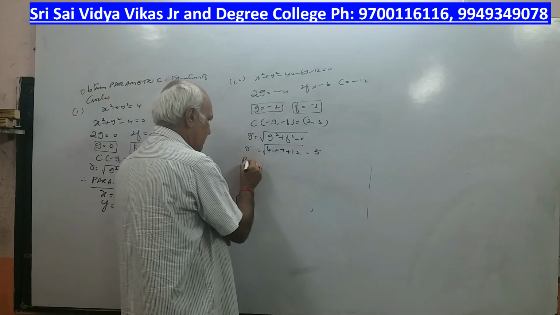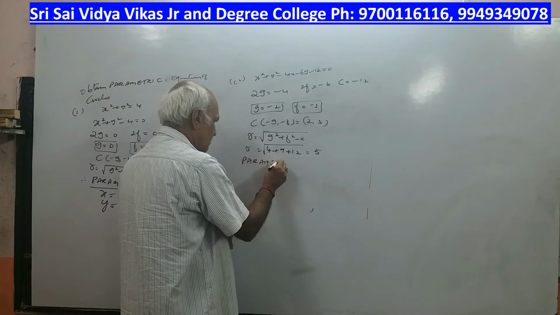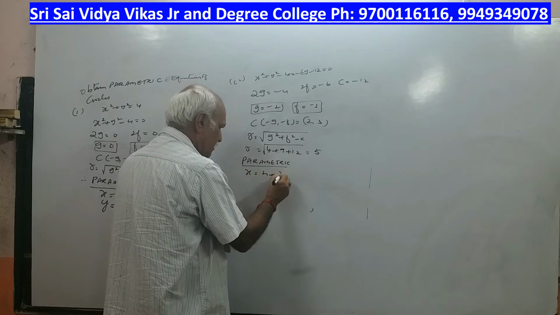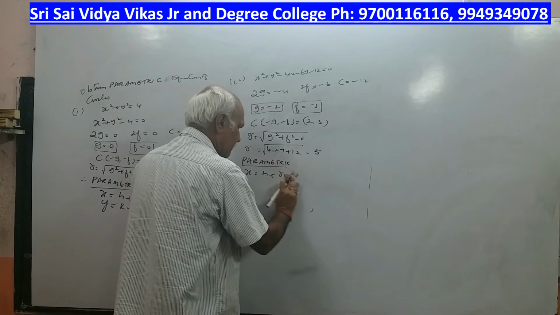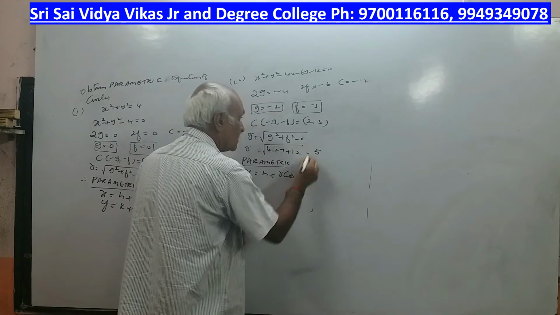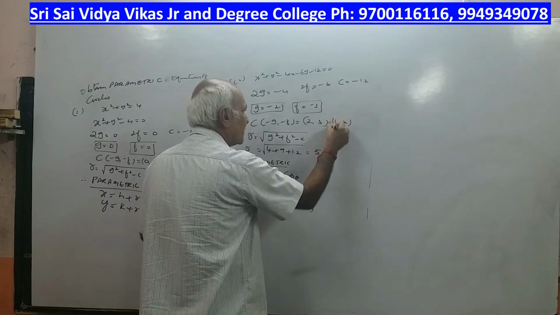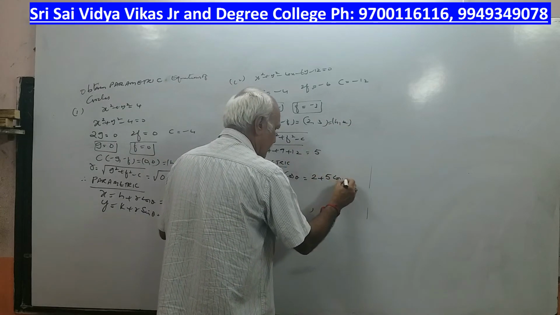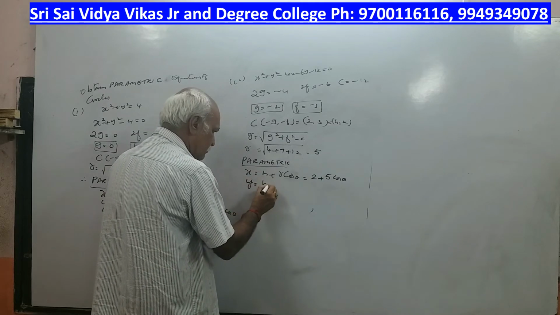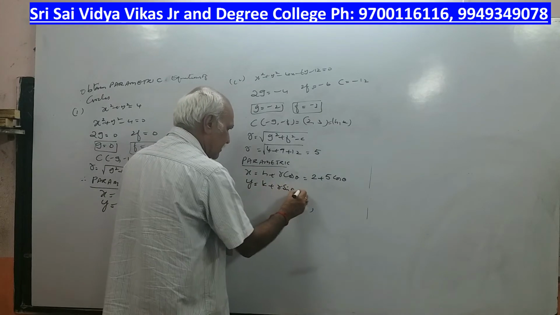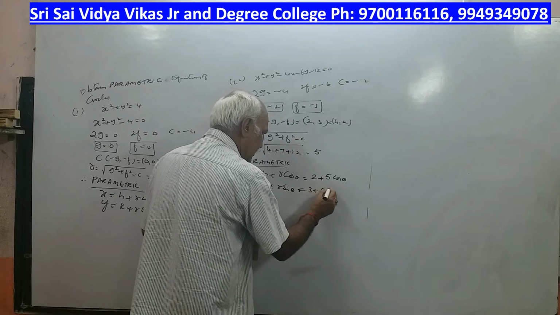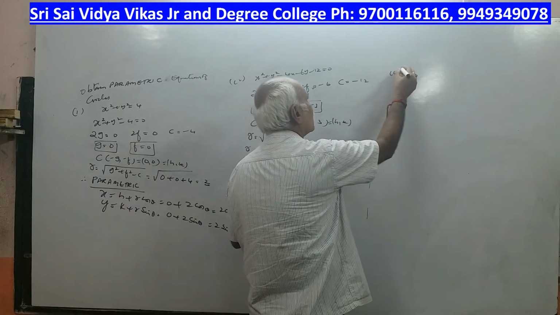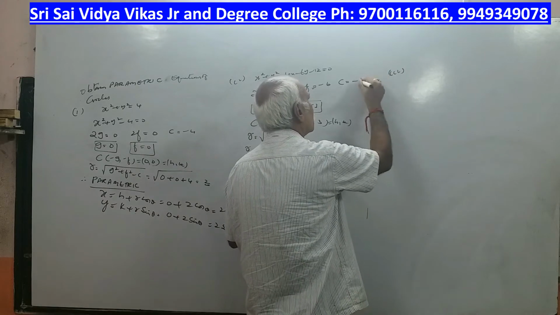Now parametric. So x is equal to h plus r cos theta. Here h comma k. h is 2, plus r value 5, so 2 plus 5 cos theta. y is equal to k plus r sin theta, 3 plus 5 sin theta. Right? Next. Third one.